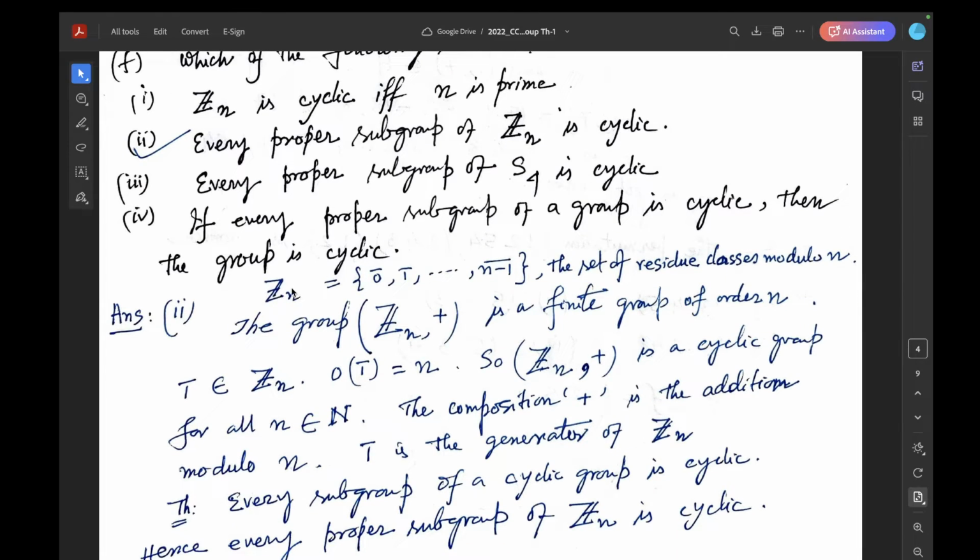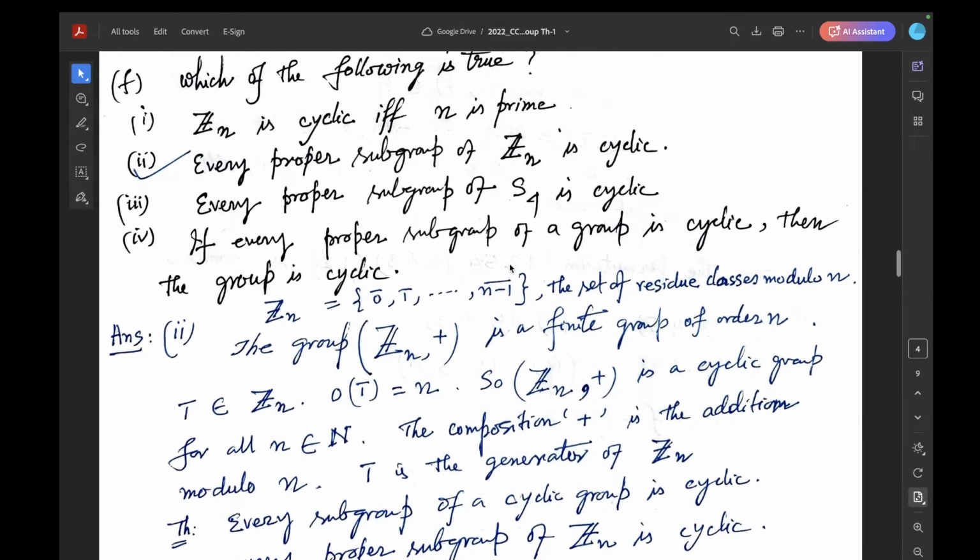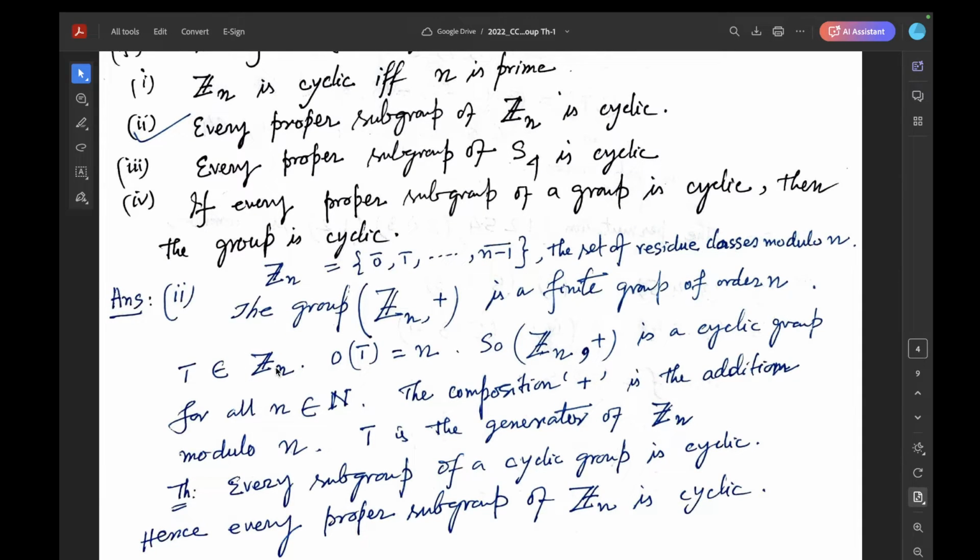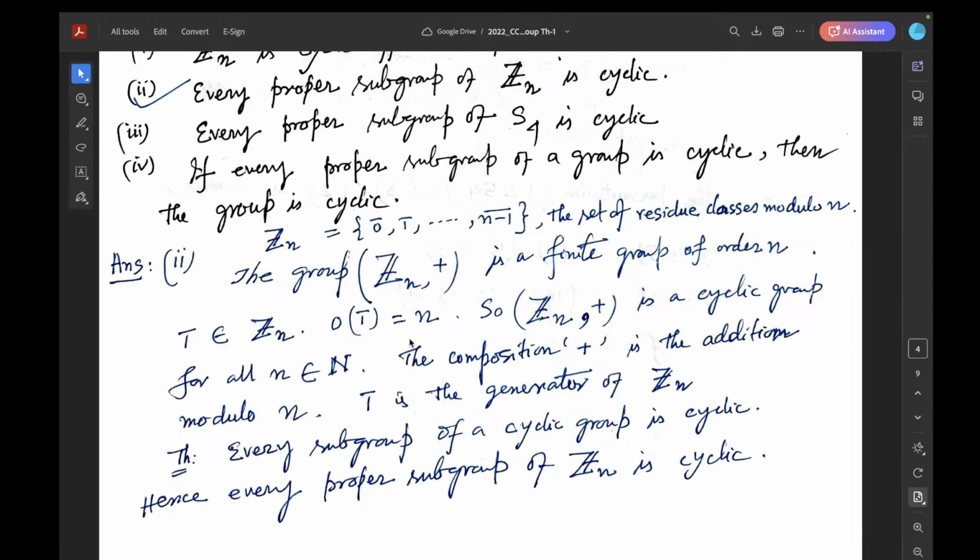Now we know Zn is the set of residue classes modulo n. So this is class 0, class 1, up to class n-1. Zn with addition modulo n forms a group. This group Zn is a finite group of order n. Now class 1 belongs to Zn, so the order of class 1 is equal to n.